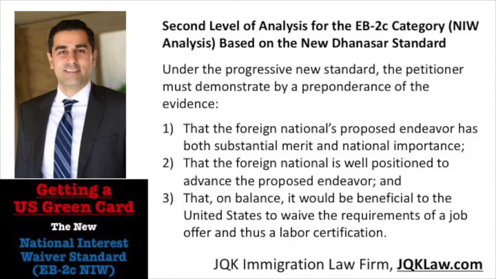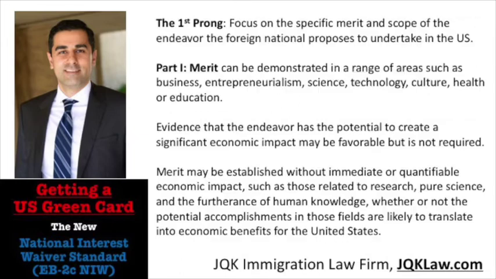Under the new progressive standard, the petitioner must demonstrate by preponderance of the evidence that 1. The foreign national's proposed endeavor has both substantial merit and national importance, 2. That the foreign national is well positioned to advance the proposed endeavor, and 3. That, on balance, it would be beneficial to the United States to waive the requirements of a job offer and thus a labor certification, which is normally required for other EB-2 categories. Now let's break this down and look into this rule with a little more detail.